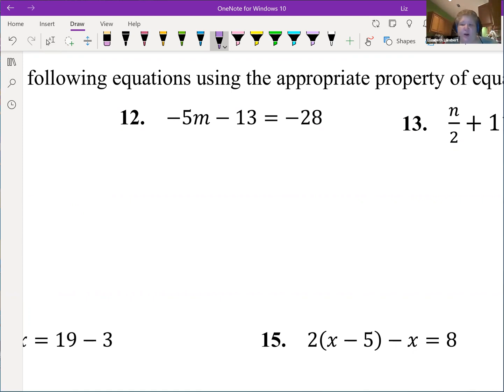So now negatives everywhere. Why? Because. So negative 5 smushed onto m, and then minus 13 is equal to, is the same as negative 28. Again, the -5 is smushed onto the m, so that is attached by multiplication. So that is not subtracting 5, that is just a -5. Before I deal with that -5, I need to deal with this 13. So instead of subtracting 13, to cancel it out, I'm going to add 13 to both sides.